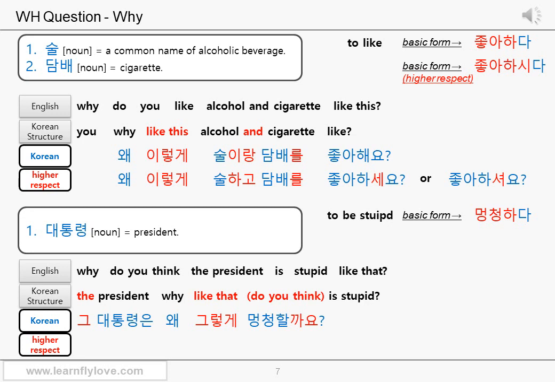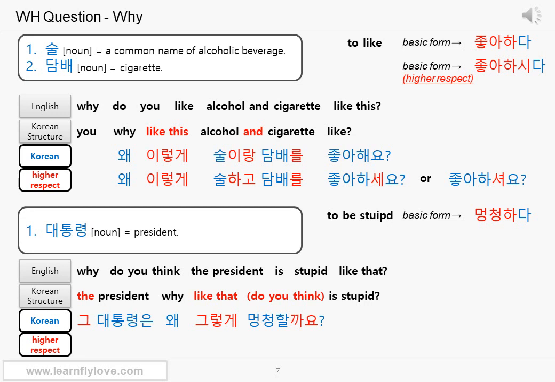Let's see the order of the words in a Korean sentence structure. The subject you comes first, and then why comes after it. The verb like comes at the end of the sentence. Alcohol and cigarettes come right before the verb like because they both are the object of the verb like, right? Then where did you put like this? Right before alcohol and cigarettes. Strange, isn't it?